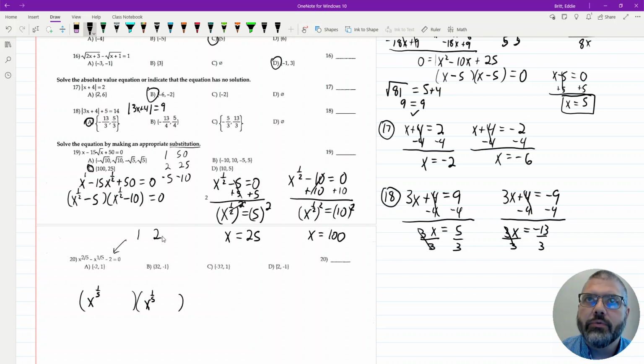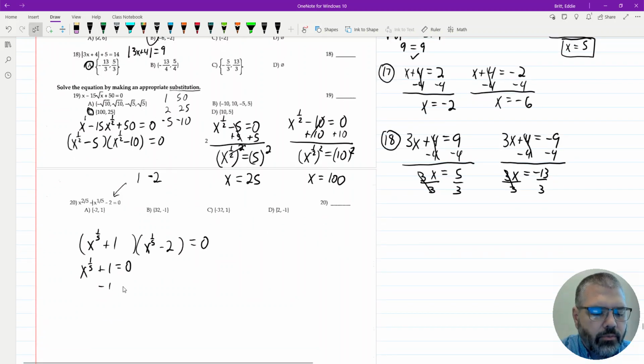Now when I add the two numbers together, I want to get a what? A -1. All right, so I'm going to make the 2 negative then. Because when I multiply those two together, I get a -2. When I add those two together, I get a -1. So since those are my two factors, I'm going to put +1, and I'm going to put -2. Now let's set each factor equal to 0. So x to the 1/5 plus 1 equals 0. Subtract 1 from both sides. So x to the 1/5 equals -1.